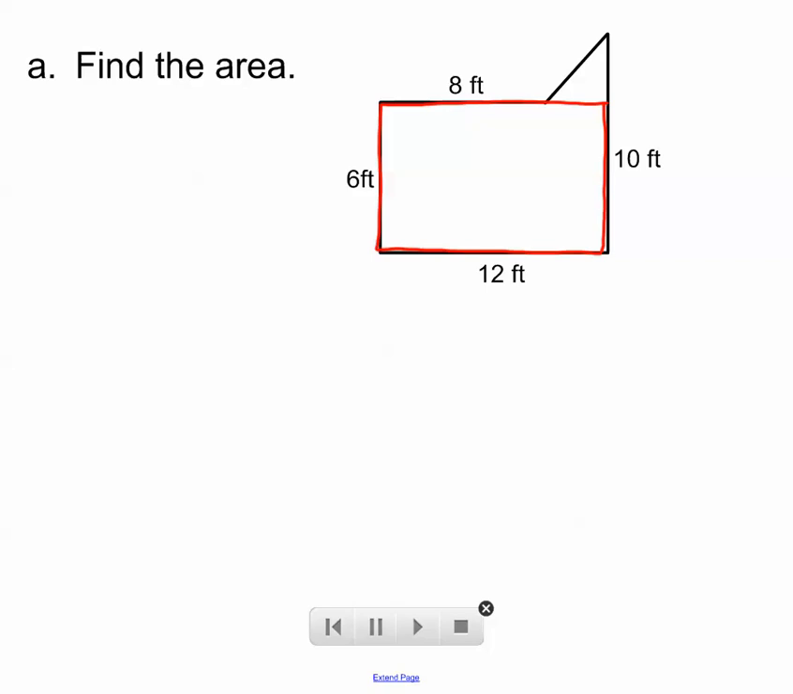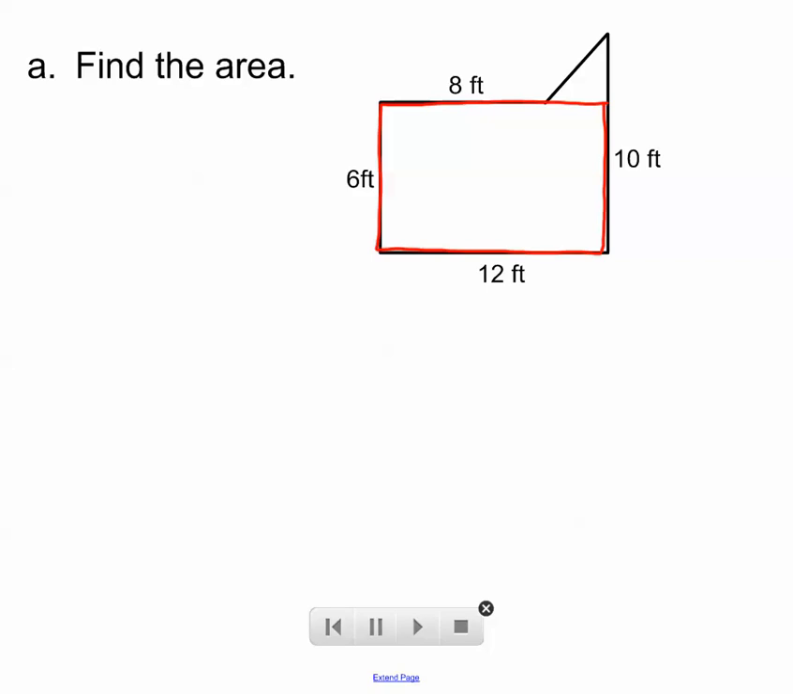Since we know how to find the area of a rectangle, and we know how to find the area of a triangle, if we have enough information, then we should be able to figure out the area of this whole thing. We just add these two pieces together and we'll have the total area. So let's find the area of this combined polygon, or some call it a complex polygon.